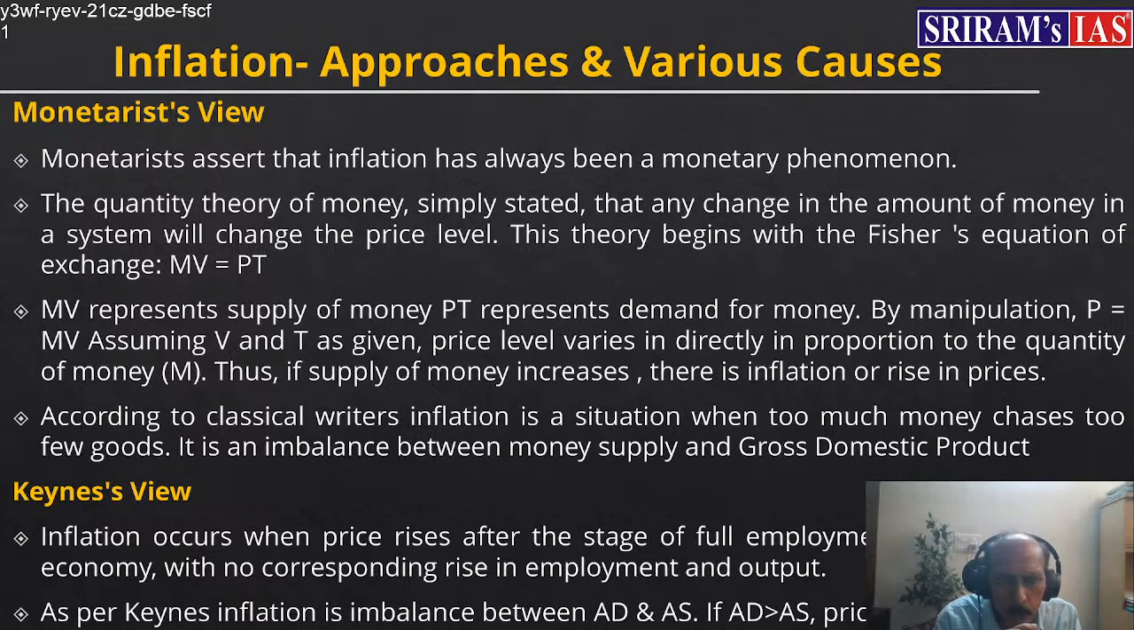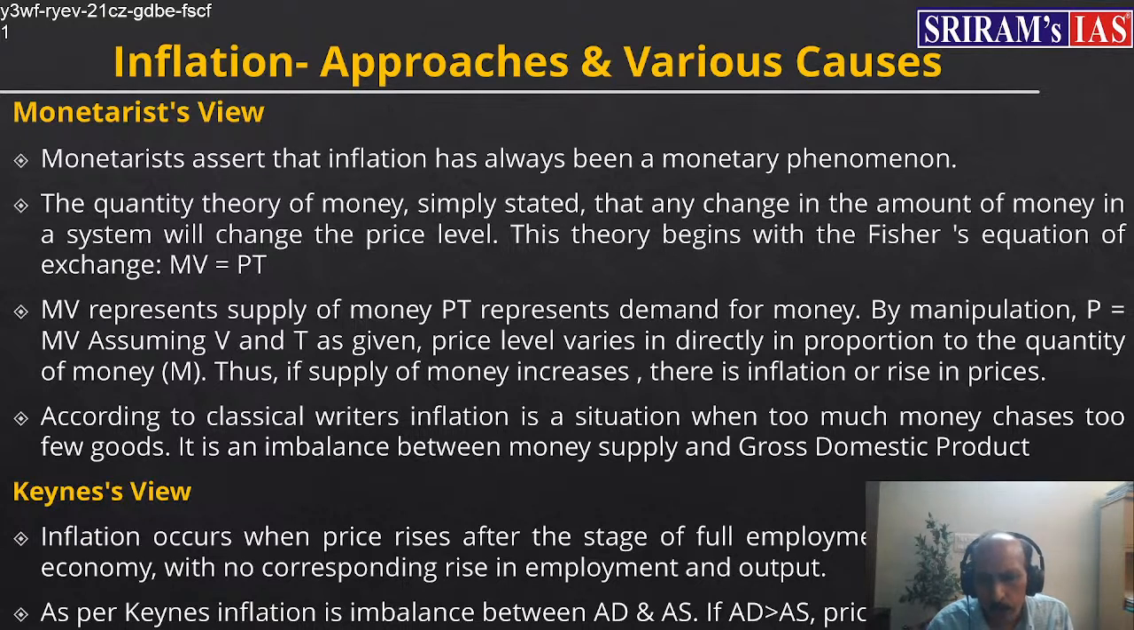For example, a group of economists called the monetarists say that the change in prices is always a monetary phenomenon. According to them, the change in money supply will always lead to change in prices. These are the group of economists who assume that the economy is in equilibrium, is always at the full employment level. They assume that whenever the economy is in equilibrium, it is always at full employment level.